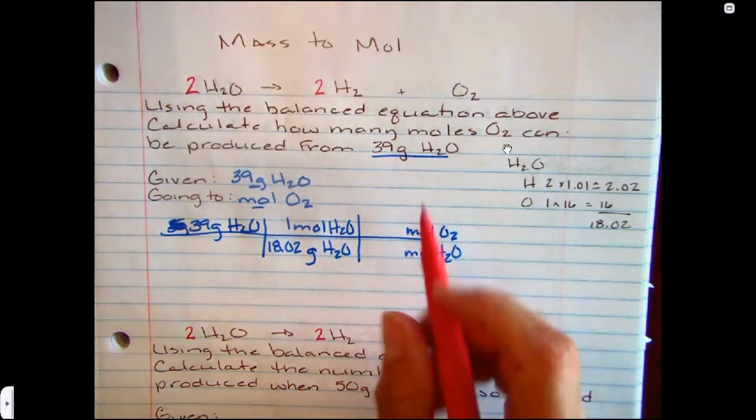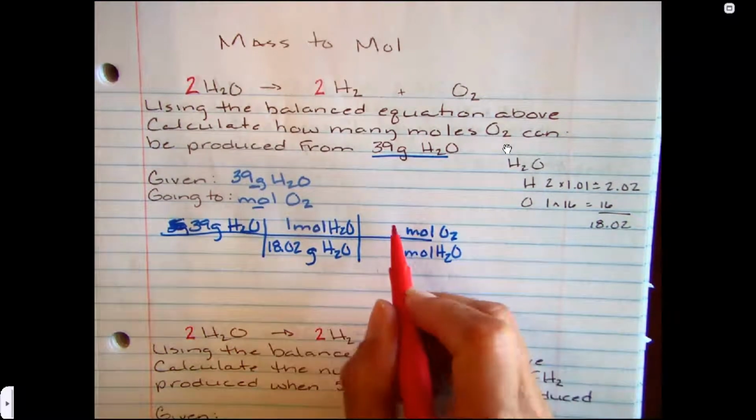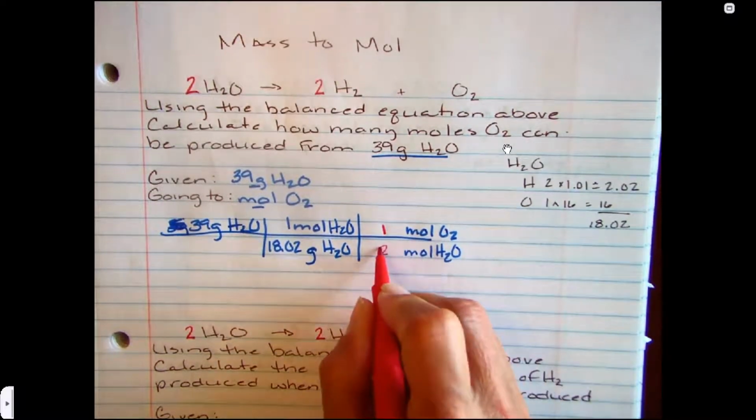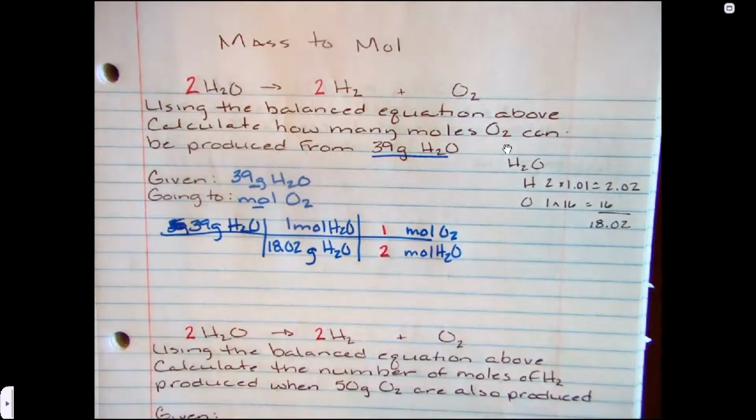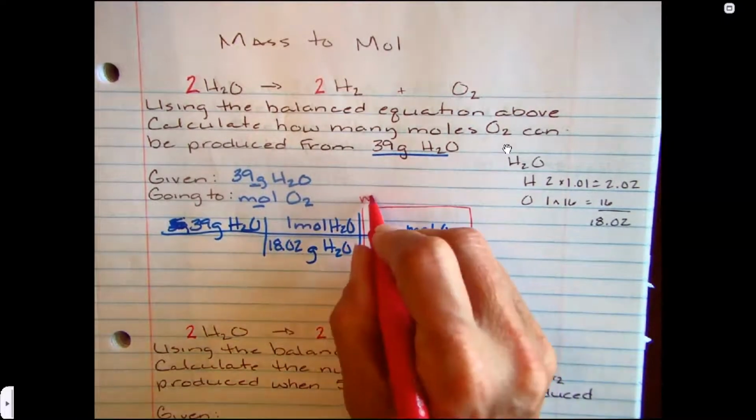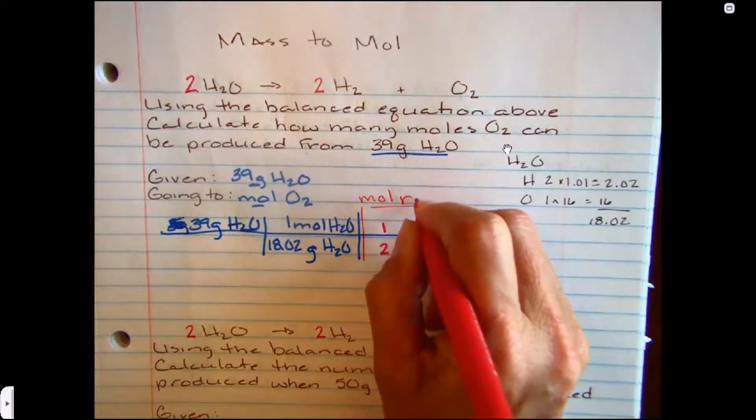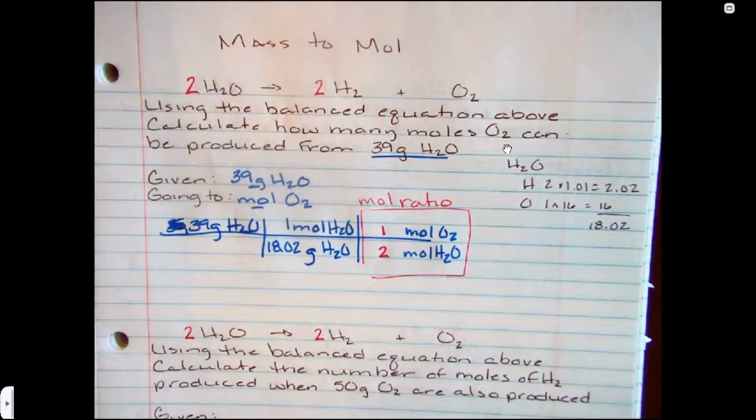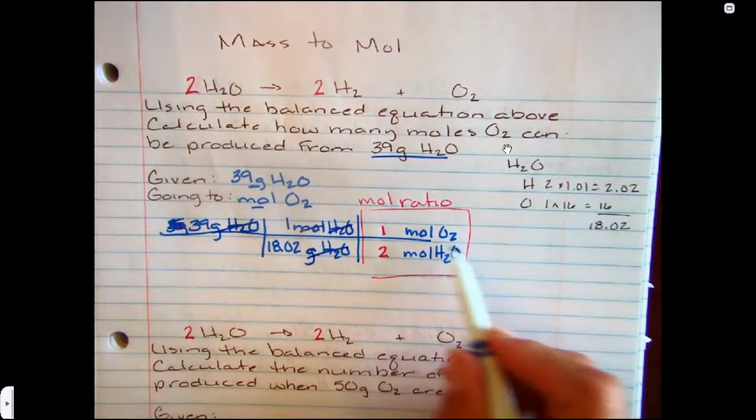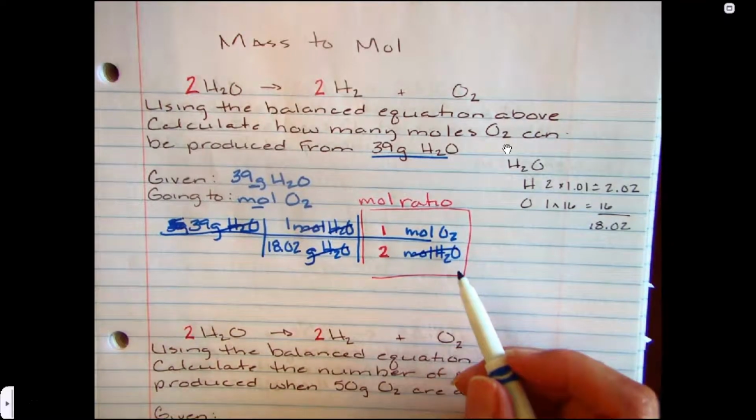So if we go back up to our balanced equation, we have 1 mole of O2 and we have 2 moles of H2O. Remember, that's apart from the balanced equation. This is our mole ratio. Then it's just a matter of making sure things cancel out. So our grams of H2O cancel out, our moles of H2O cancel out. Then it's just about doing math.